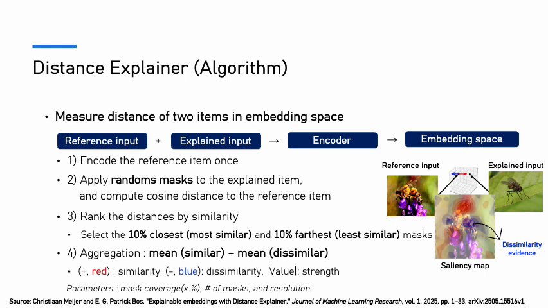Red regions indicate similarity evidence, and blue regions indicate dissimilarity evidence. And the magnitude shows the strength of each contribution. The authors also note that the outcome depends on parameters such as the number of masks, coverage, and resolution.